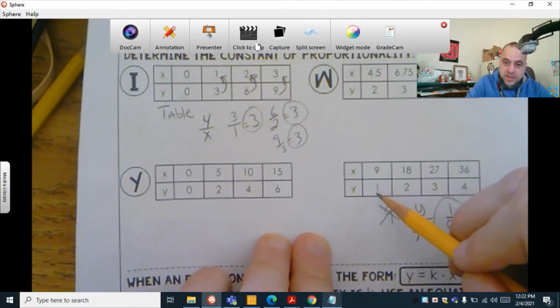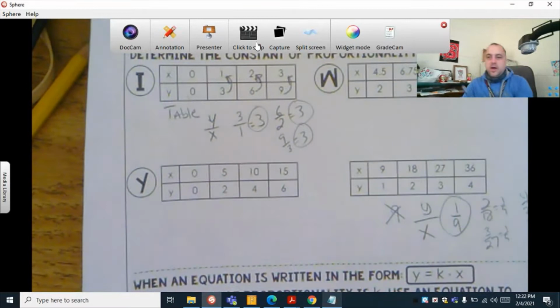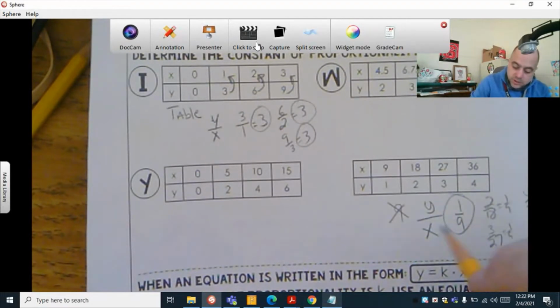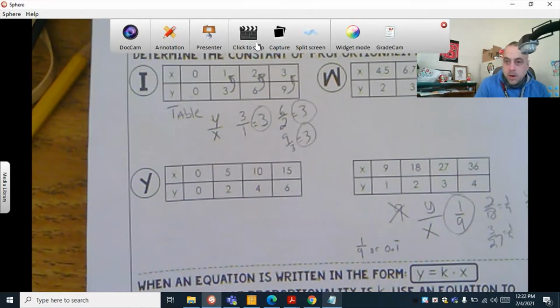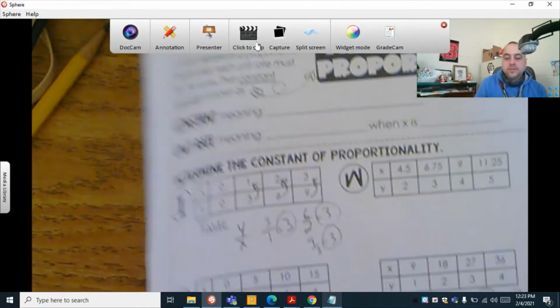So just remember, take this one, divide it by this one. If it made you do a decimal number, let's do 1 divided by 9. 1 divided by 9 is 0.1111. So it's either 1/9 or 0.1 repeated. Okay? All right, you can do these two the same way we do these two.